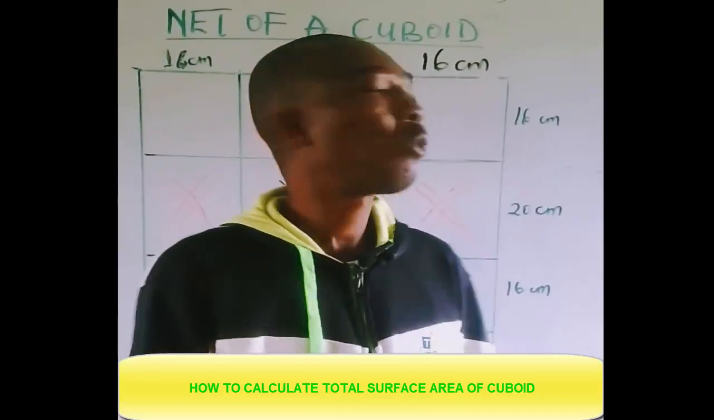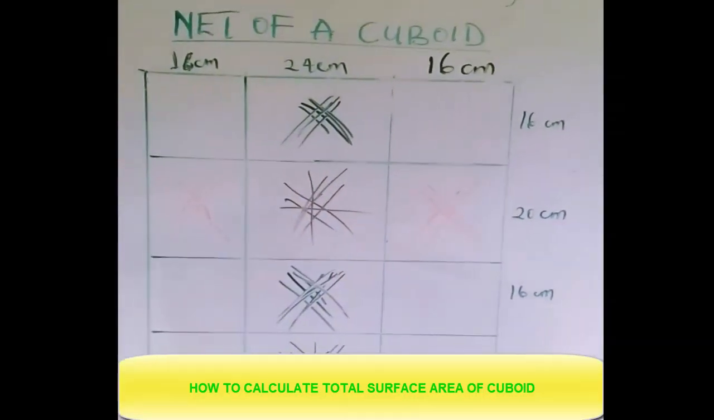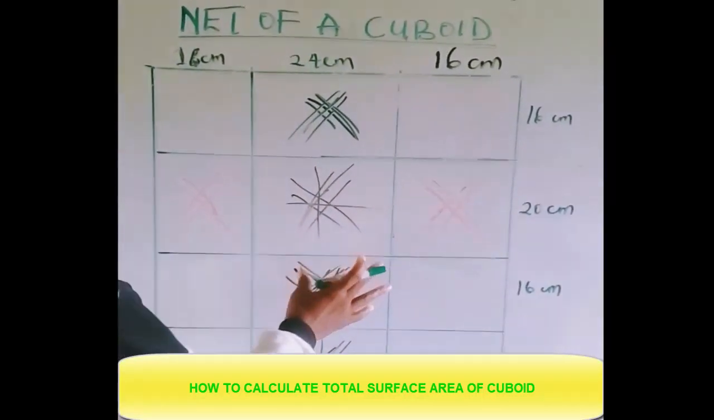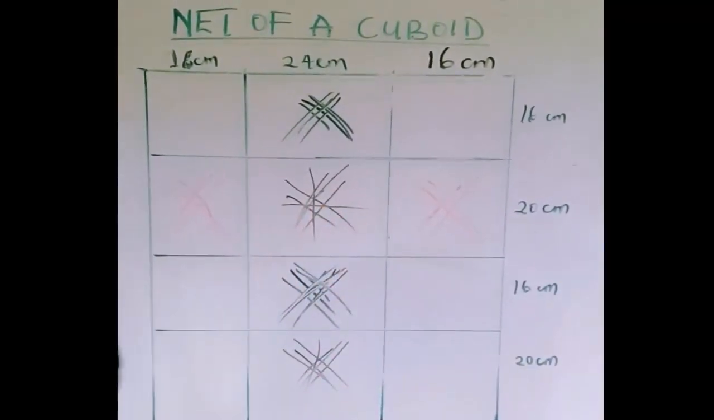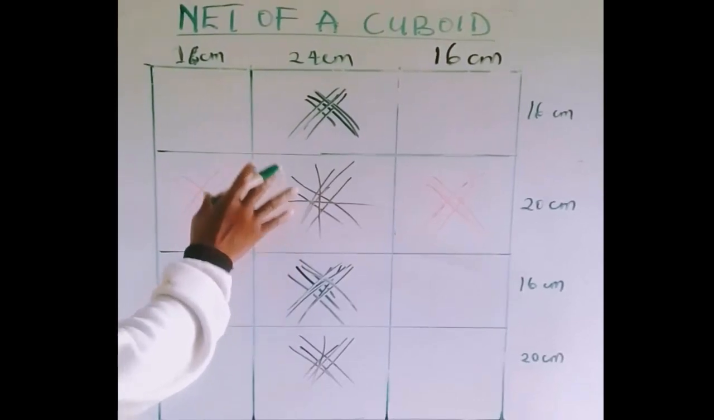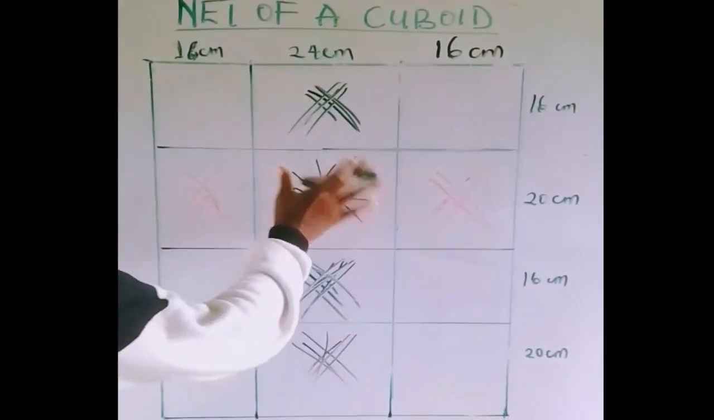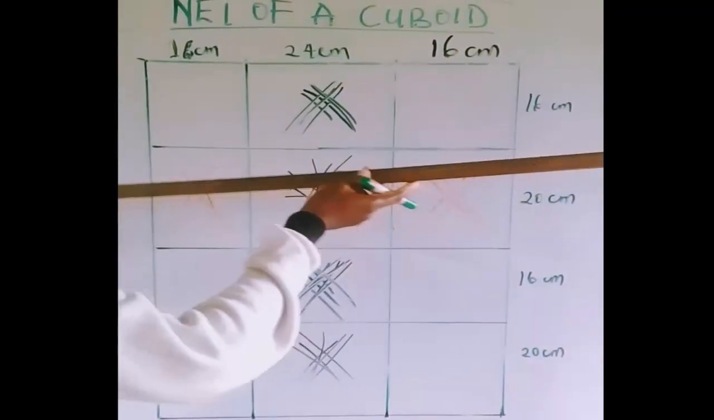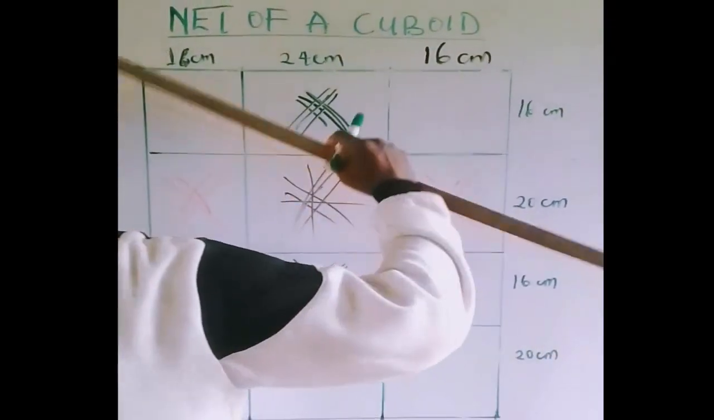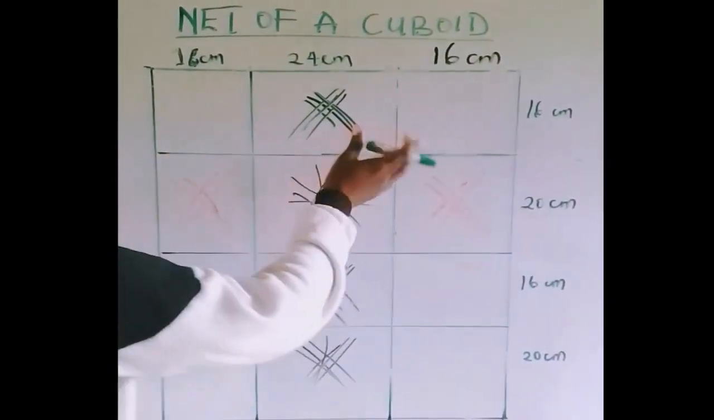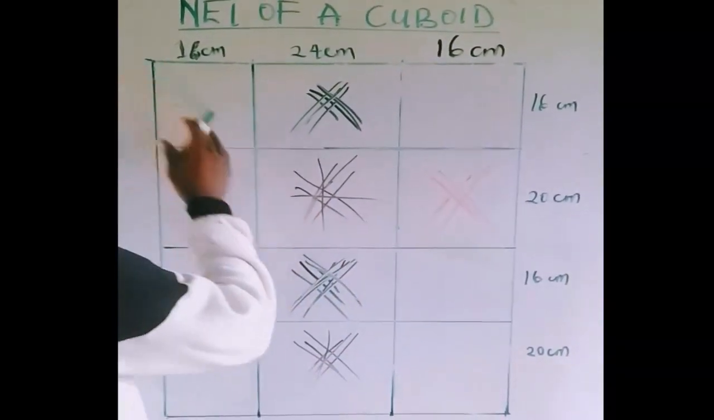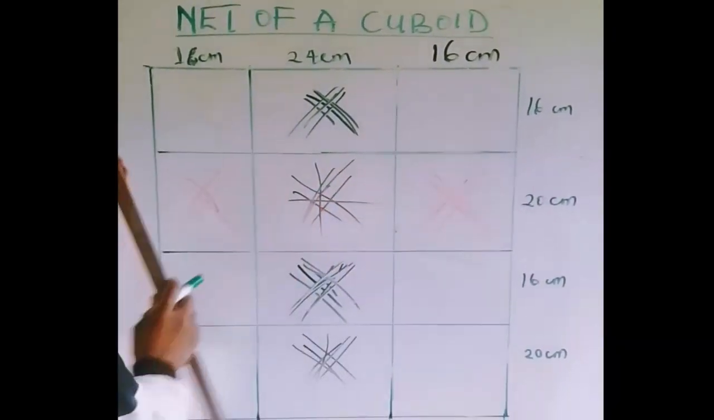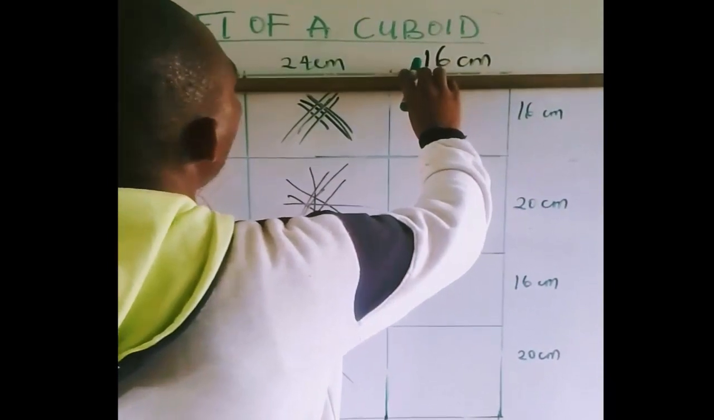Good day. You're welcome to mathematics practical class, and we want to construct a cuboid. Before you can construct a cuboid, you need to know how to construct the net of a cuboid, and this is the net of a cuboid on the board for us to see. A cuboid is a three-dimensional shape because it deals with the length, the breadth, and the height. In doing this, I'm going to add this together.